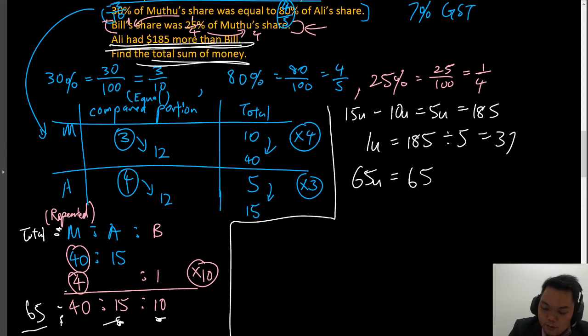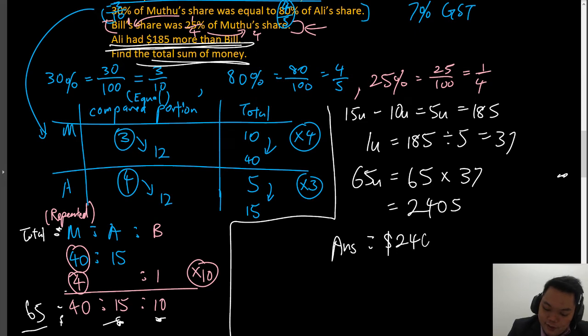This total sum of money would then be 65 times 37. Don't bother about manual calculation at this point. If you have your calculator with you, just use it. Just make full use of it. So the answer here will be $2,405. Yes, Shiwen, you got it.